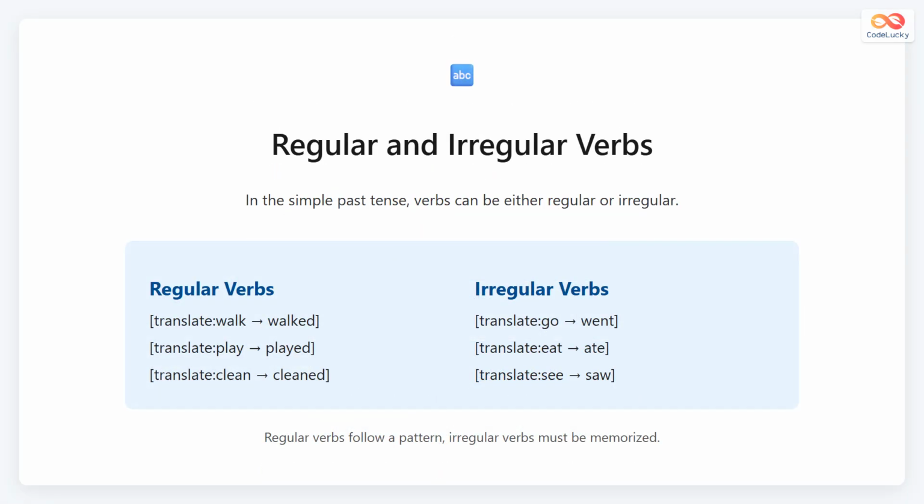In English, verbs in the simple past tense can be regular or irregular. Regular verbs form their past tense by adding -ed, such as walk becomes walked and clean becomes cleaned. Irregular verbs do not follow this pattern. They have different past forms that must be learned individually. For example, go becomes went, eat becomes ate, and see becomes saw.